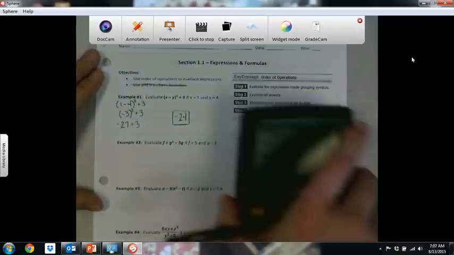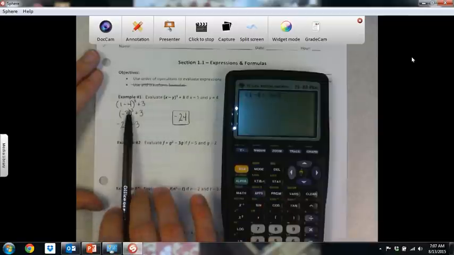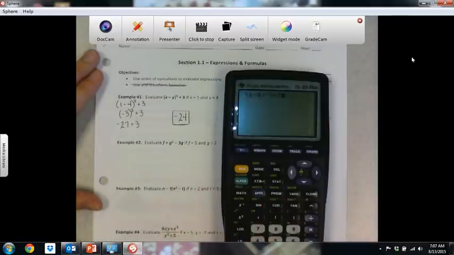Now, if you have a scientific calculator, it's going to know how to do order of operations for you, so you can always check. I'm going to do parenthesis 1 minus 4, raised to the, that was this little caret button, third power, plus 3. So my problem here looks just like this one here, all the same parentheses and everything. Hit the answer and I get a negative 24 here.